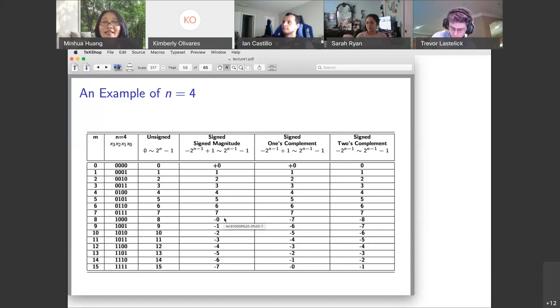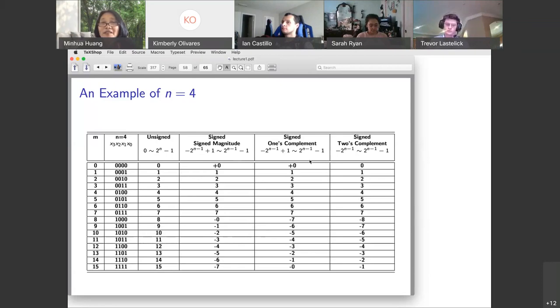So it obviously has a downside because you have two zeros. You have two different numbers, represented by the two zeros, one positive zero and another negative zero. So this is the signed magnitude.